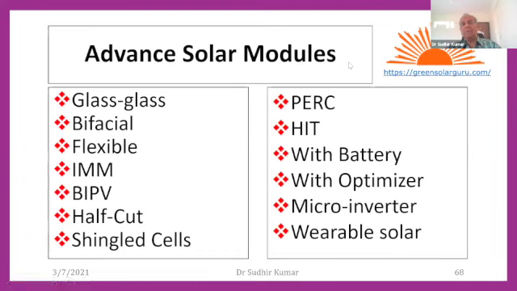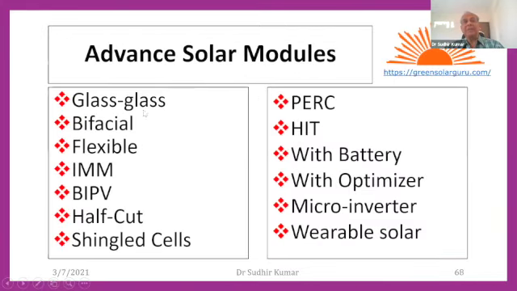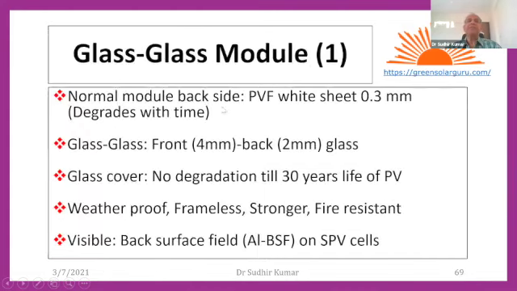Now we are coming to the main thing, advances in solar modules. So these are the normal ones I have shown you, which are normally available. Now, what are the advances? These are the different types of modules available in the market. And I'm going to talk about each one by one. First one is the glass module.